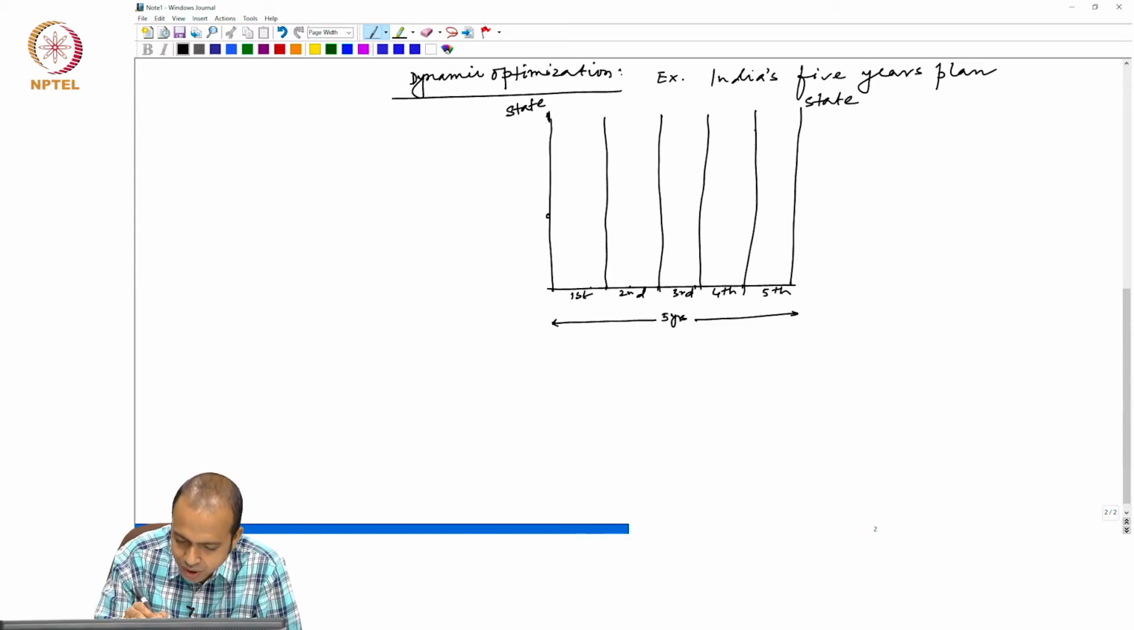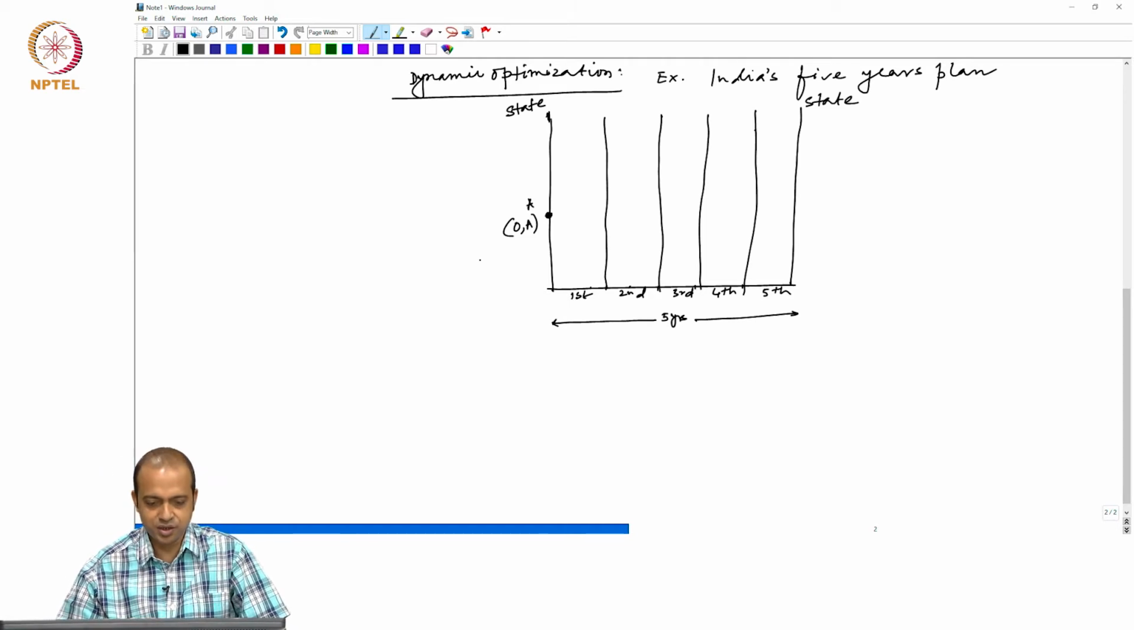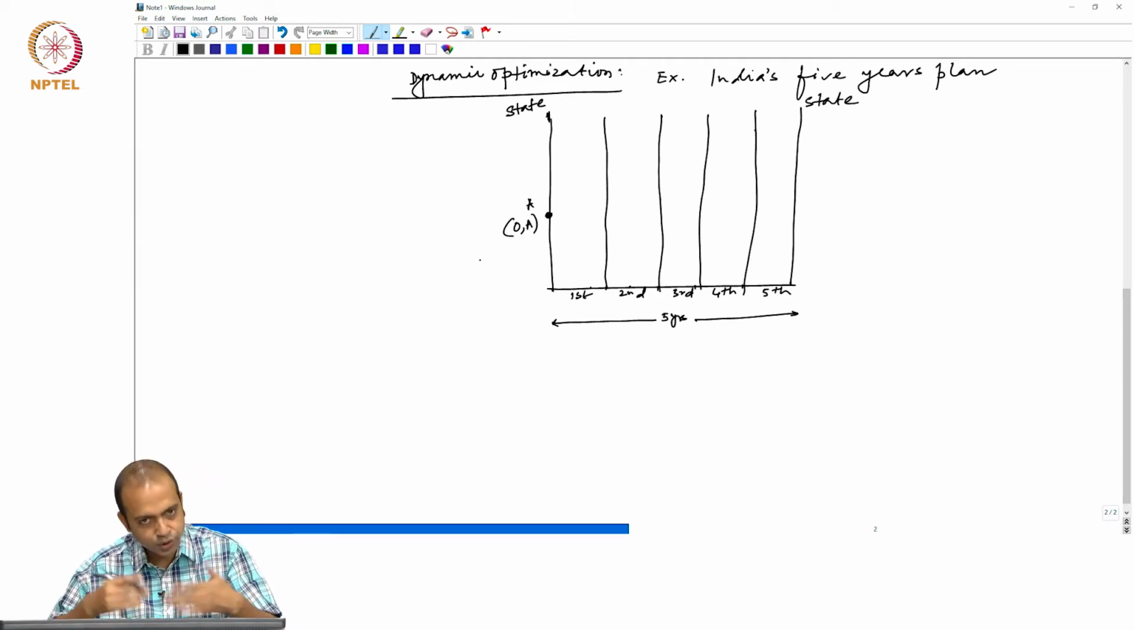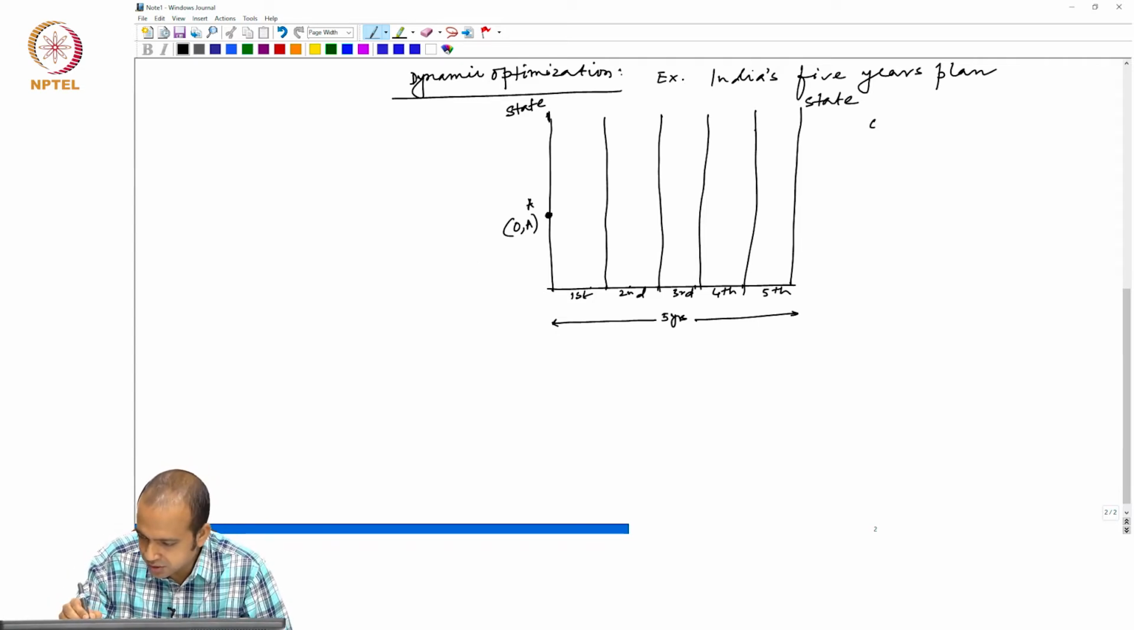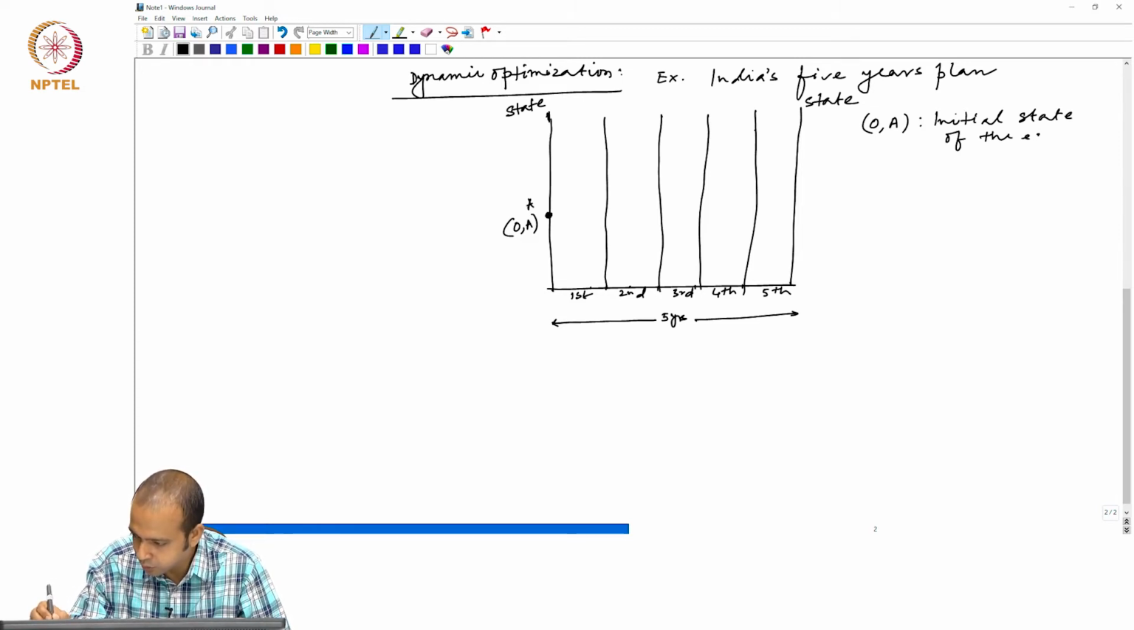Let us say that to start with, the economy is here, denoted by 0A. This is called the initial state. 0 indicates the 0th period, that means the first period, and A indicates the initial capital stock. So, 0A basically indicates the initial state of the economy.